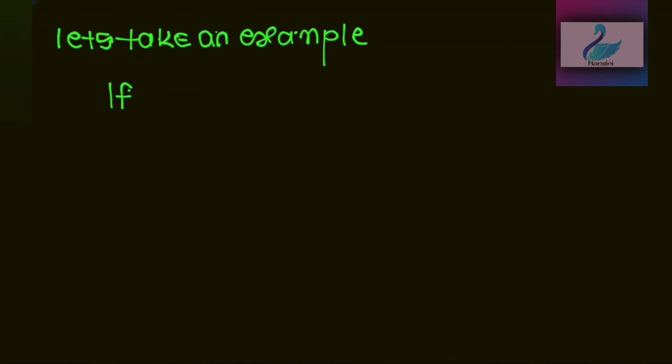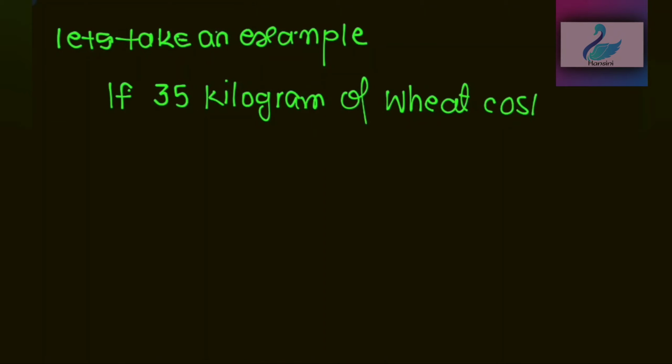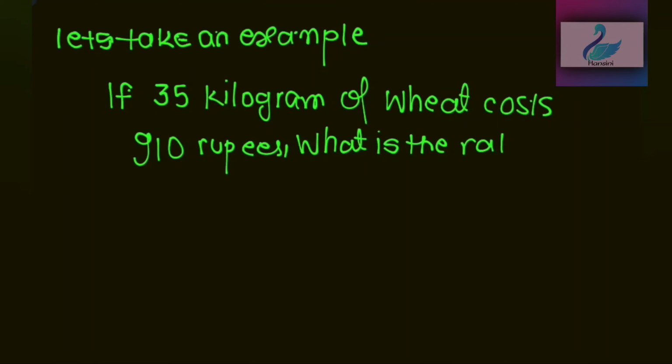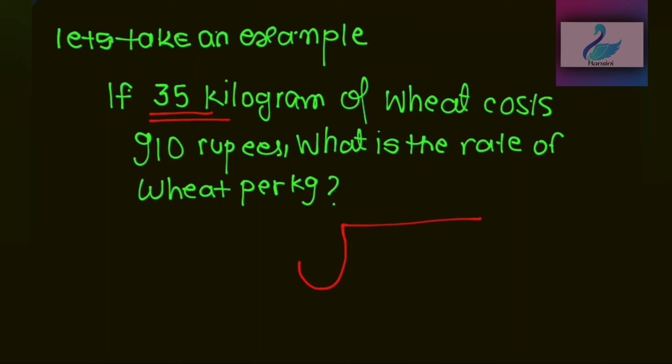We will take a solved example from the textbook. If 35 kilogram of wheat costs 910 rupees, what will be the rate of wheat per kilogram? So now here you have been given the cost of 35 kilograms of wheat.